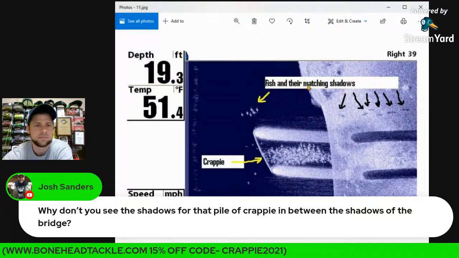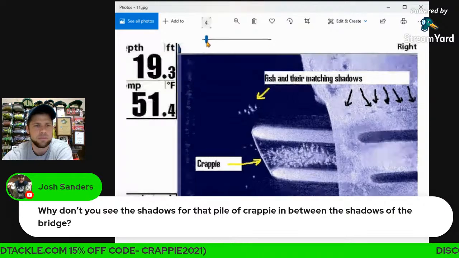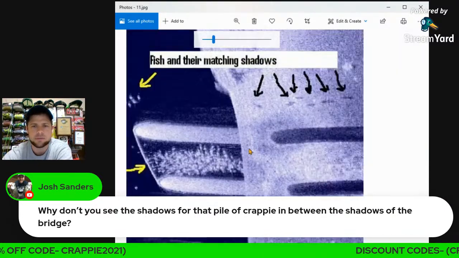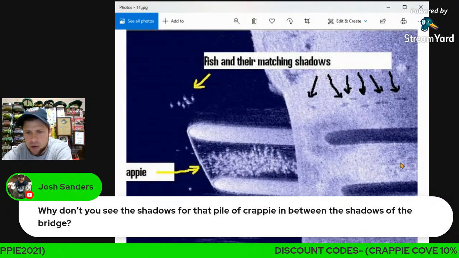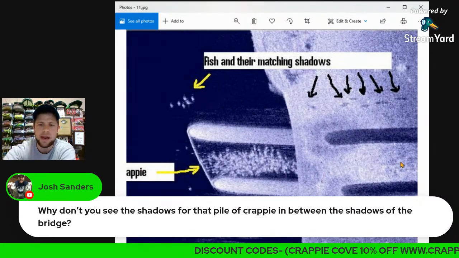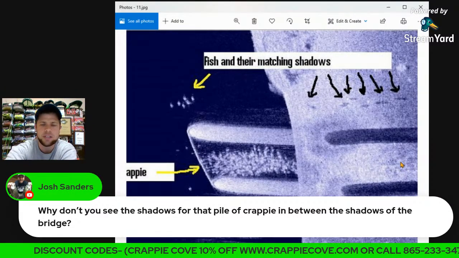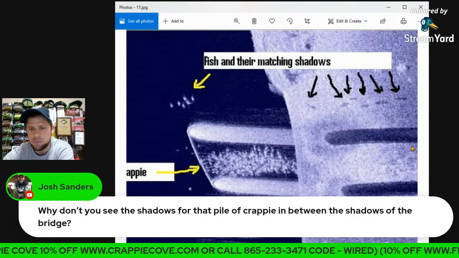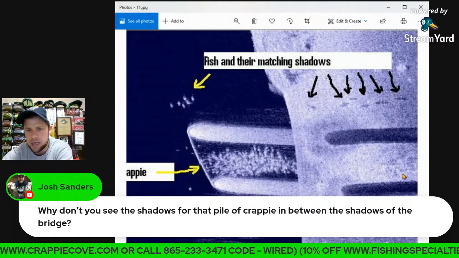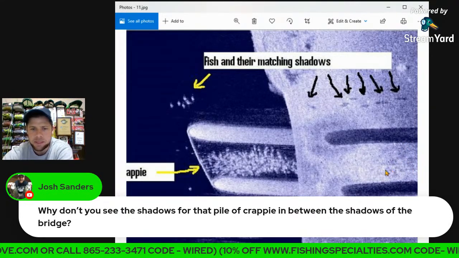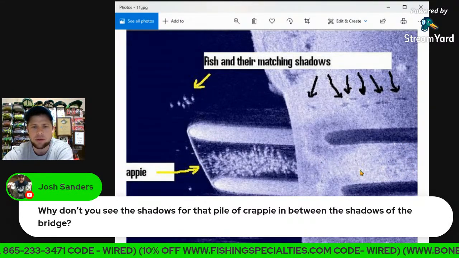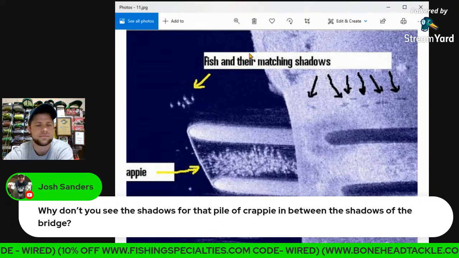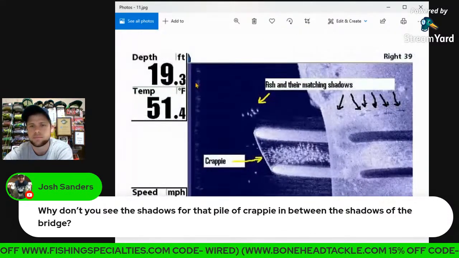I'll zoom in a little bit. I'm going to wash it out myself. All right, right around my cursor, you can see some dark shadows. That's those upper fish that you're seeing. And you can see right out here, it's getting to be soft bottom again, and you can see some shadows right here. But this is hard bottom. That's why you don't see any return.